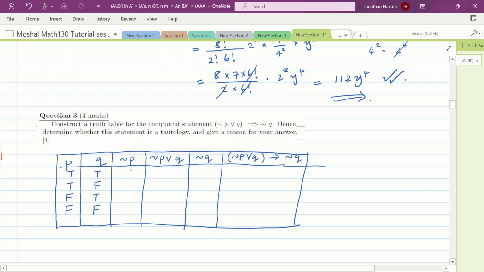Not P is just an inversion, right? You invert whatever you have. If it's a true, it becomes a false. If it's a false, it becomes a true. So not P becomes false, false, true, true. We are opposing these P values. Okay? Not P or Q. We are saying false or true. It's true. You must know these things, guys.